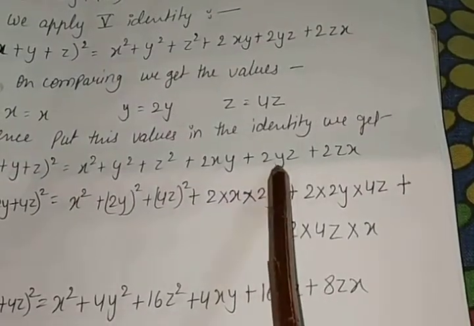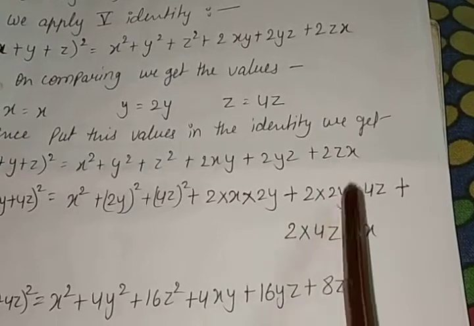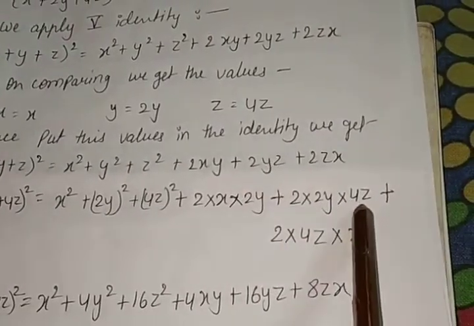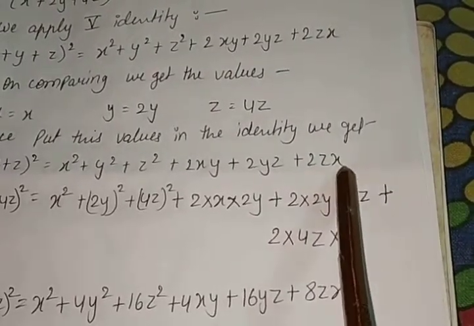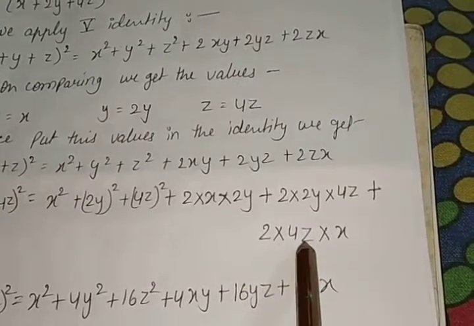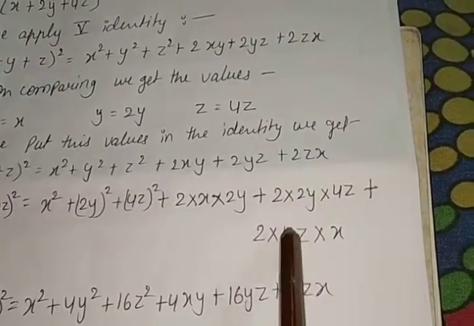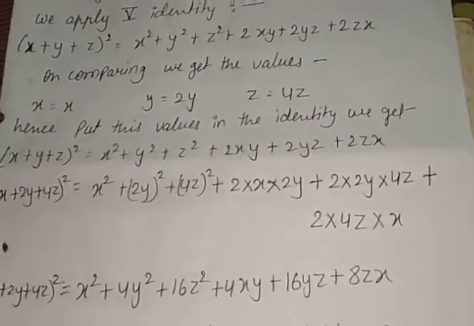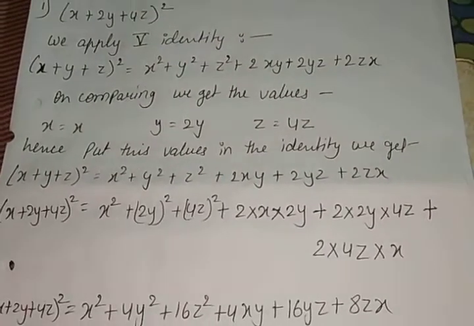Then 2 multiplied by y multiplied by z, that means 2 multiplied by 2y multiplied by 4z as y replaces with 2y and z replaces with 4z. Plus as it is 2 multiplied by z multiplied by x, that means 2 multiplied by 4z multiplied by x as z replaces by 4z and x replaces with x. Now this is our equation and we have to solve this equation for finding the expansion of the given polynomial.